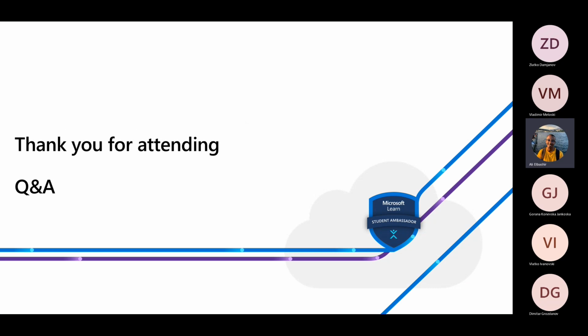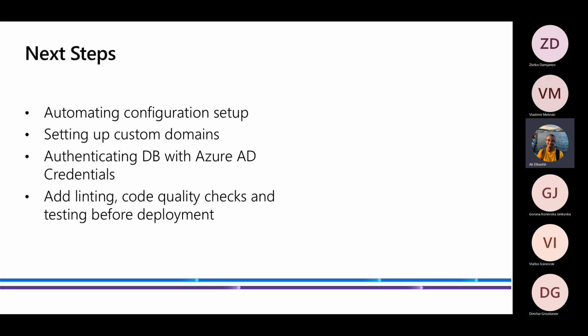Oh, I'm sorry, I forgot. We have some next steps that we could do for anyone who wants to dive deeper into this, which is that you could automate the configuration setup itself. By using the Azure CLI and the GitHub APIs, you can have it so that even those secret settings and such are automatically done if you do it properly.